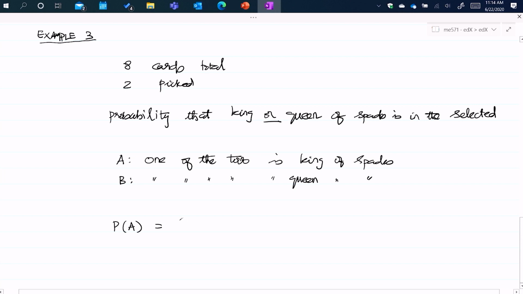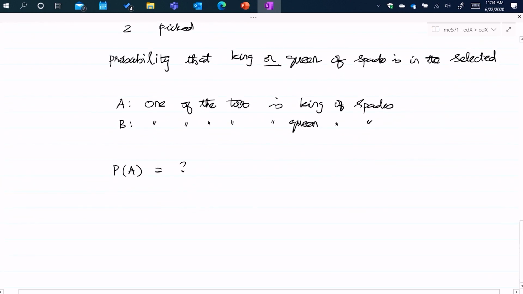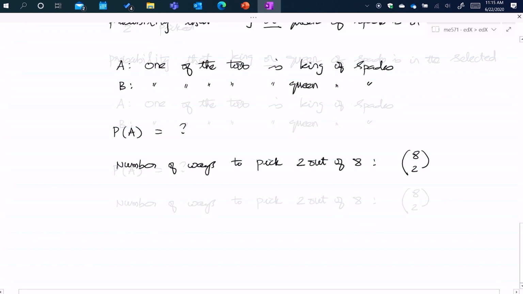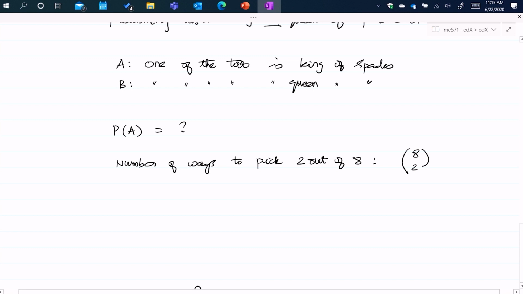We don't know how to calculate this yet, but let's say the number of ways I can pick 2 items out of 8 is the combination of 2 items out of 8. Let's say one card I've already picked, and that is the king of spades. Then I have 7 ways I can pick the second card, because the first card is already picked. It has to be the king of spades. I don't have a choice there.